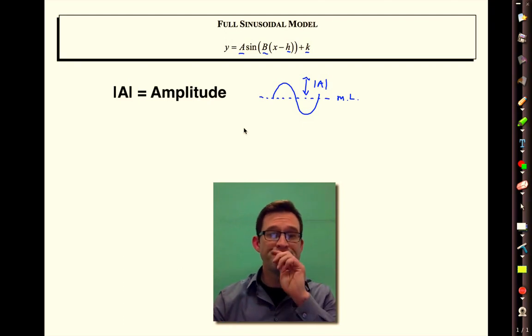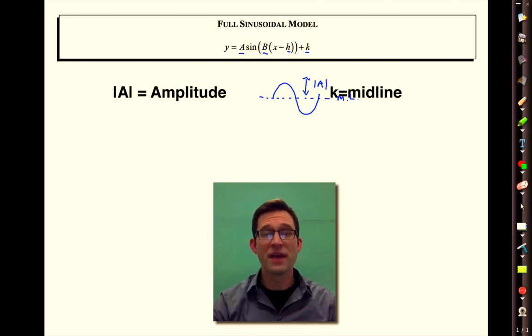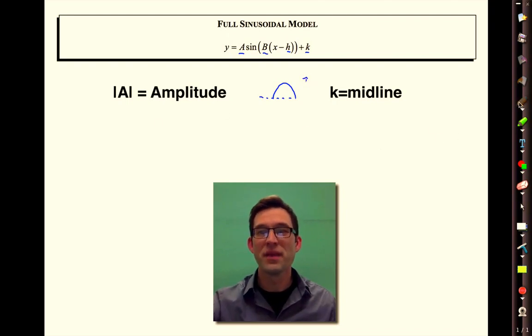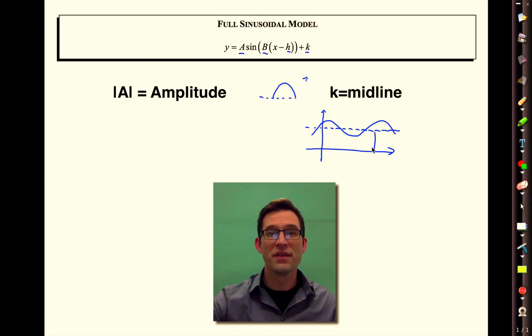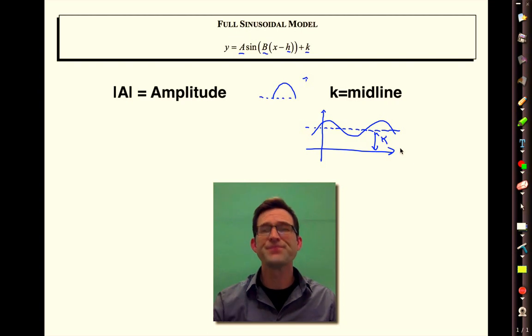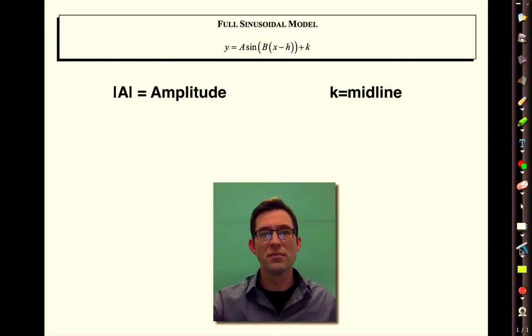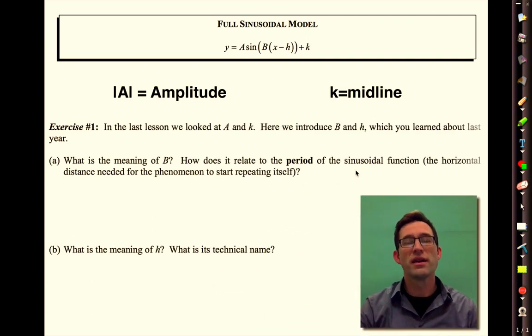Now the other one that we know is K, and of course now I've written over where K was supposed to appear, so let me get rid of that. K, as we know, is the midline. So if I've got some type of sinusoidal curve whose midline is not the x-axis, then this would be the value of K. K can be both positive and negative. So of course, the real issue then becomes, what are B and H?